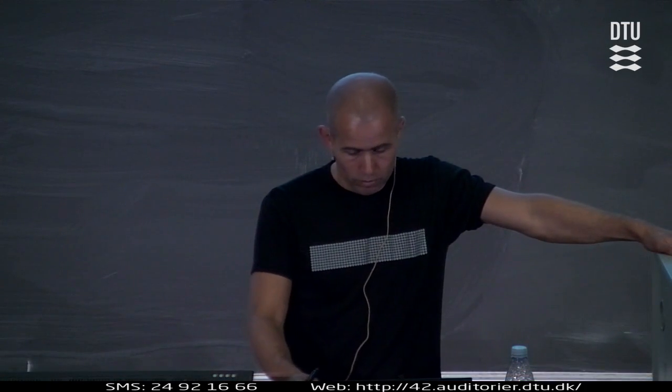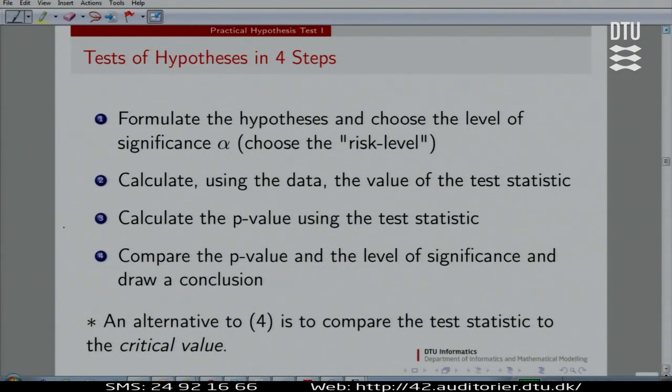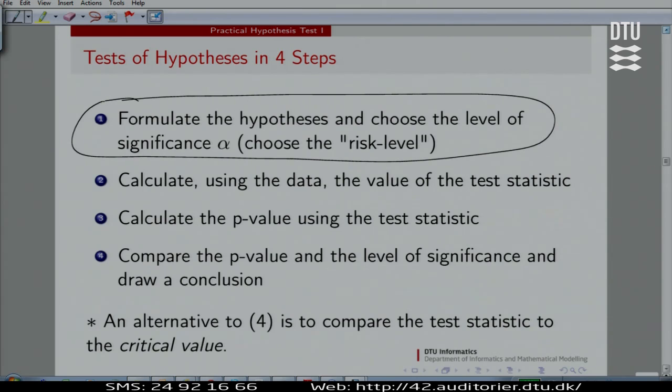Part 1. As you can see, there is a part 2 to the practical part. Well, first some general steps before we actually do it, of course. The general practical steps in doing hypothesis tests in real-life situations is, first, we need to be pretty clear about what the hypotheses are that we are looking at, and what is the risk level, the alpha risk level, the type 1 risk level of wrongly claiming something.